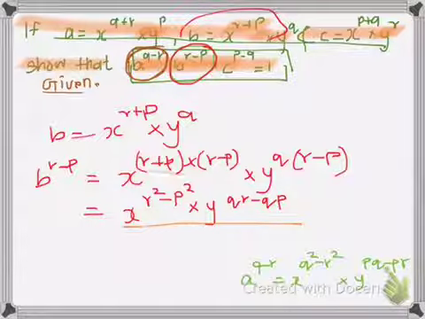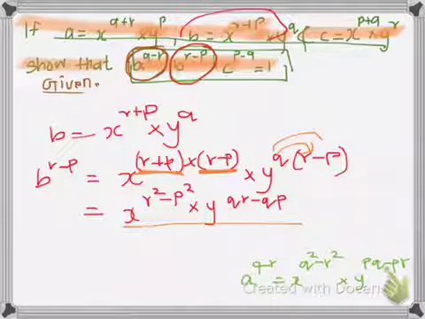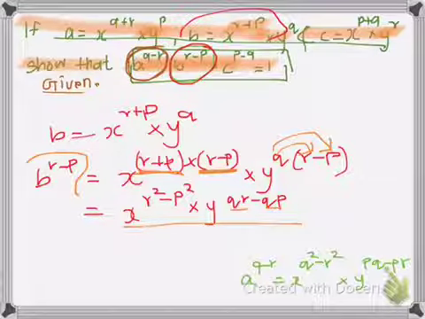minus qp. Since r plus p and r minus p is the formula for a plus b, a minus b, we can write it as a squared minus b squared instead. And similarly, this q multiplies both the inner terms r and p to give qr and qp. So the value for b to the power r minus p is this.